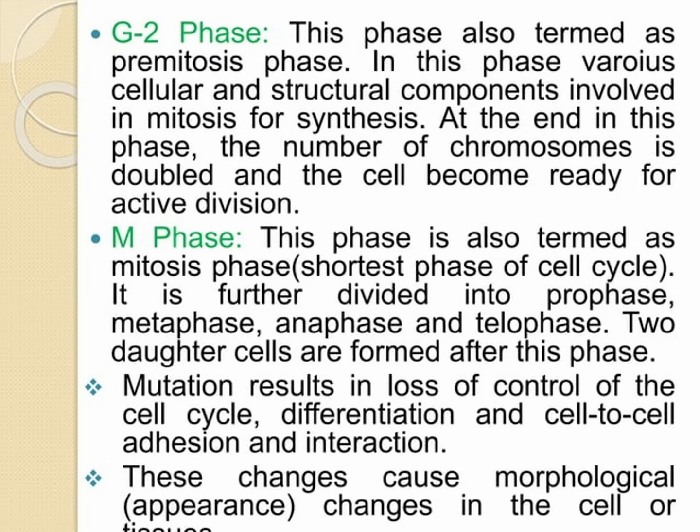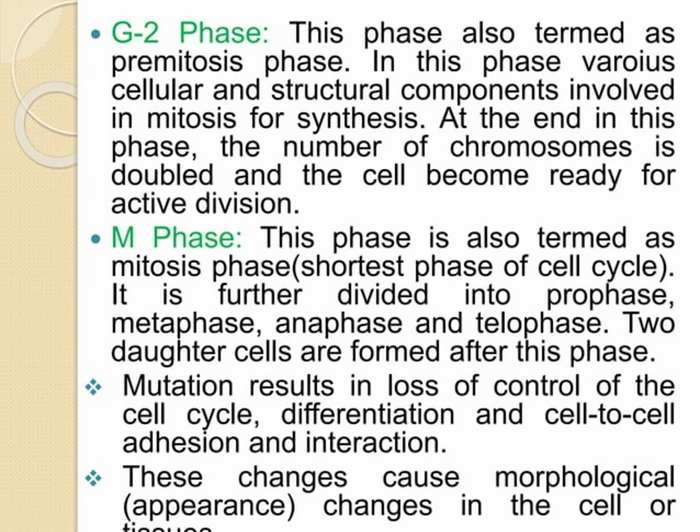Next is the G2 phase, also termed the pre-mitosis phase, the phase just before mitosis. In this phase, various cellular and structural components involved in mitosis are synthesized. At the end of this phase, the number of chromosomes is doubled, and the cell becomes ready for active division.